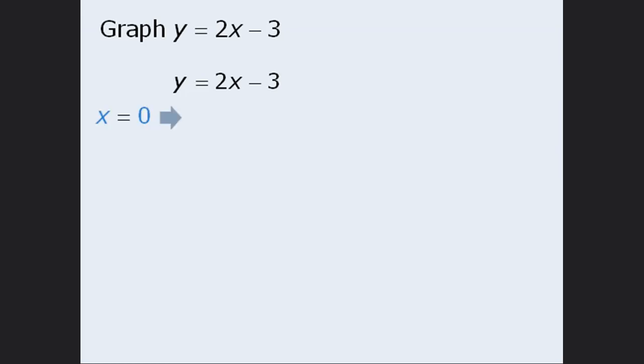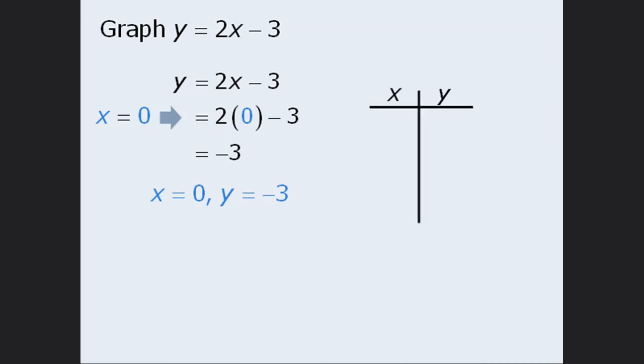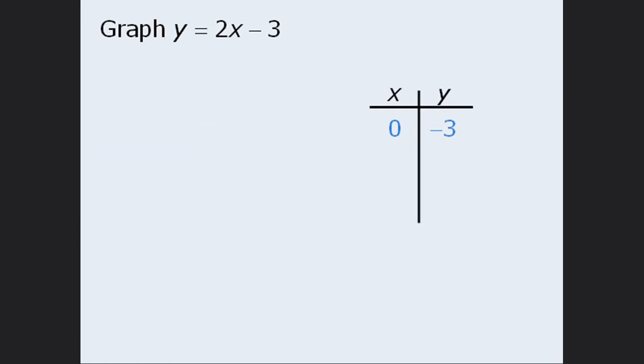So, for example, let's say that x equals 0. If x equals 0, we can replace x with 0 and simplify to see that when x equals 0, y equals -3. So one solution to the equation is x = 0 and y = -3. Let's take this solution and place it in a table. From here, we'll choose a different value for x.